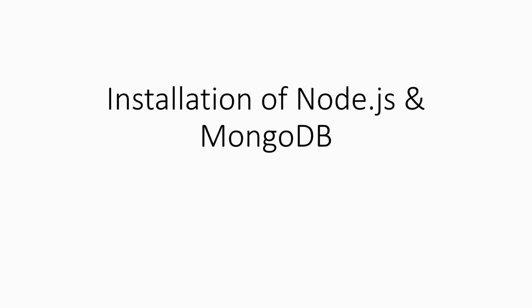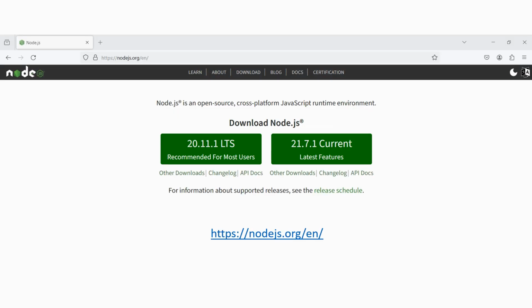Hi all, in this video we are going to see the installation of Node.js and MongoDB. Node.js is a runtime environment which will allow you to execute JavaScript outside of the browser. And to download Node.js, first we have to go to nodejs.org and download the version recommended for most users.